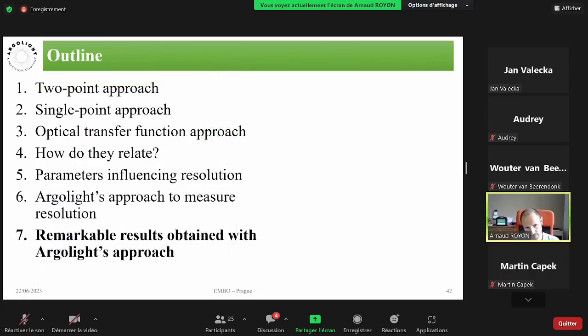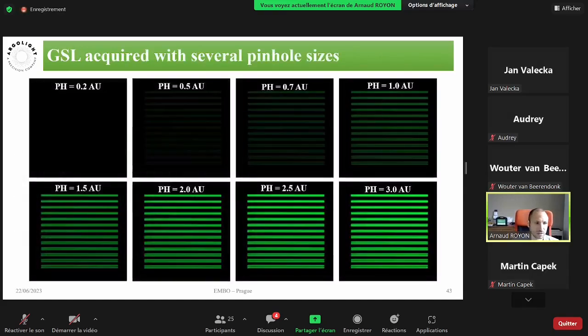It's quite robust, and we can use it on different configurations, with different imaging systems, or different imaging modalities. For example, we have used this pattern to measure the evolution of the resolution when we adjust the pinhole diameter. So we acquired several images of horizontal graduated space lines from 0.2 to 3 Airy units.